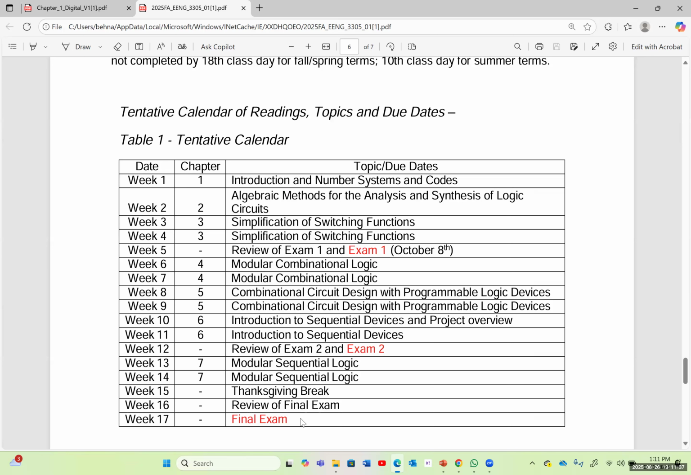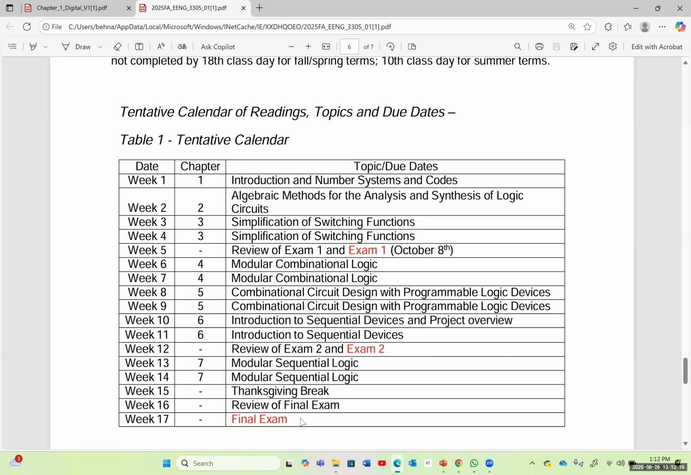And for the tentative calendar, for the first week, we're going to have introduction and number systems and codes. Second week, it's going to be algebraic methods for analysis and synthesis of logic circuits. The third week is going to be simplification of switching functions. And we're going to have a review for exam number 1. I would highly recommend that you join my review classes, because a lot of the materials that are going to be on the exam would be covered in the review. I'm going to solve a lot of problems that are very similar to the exam.